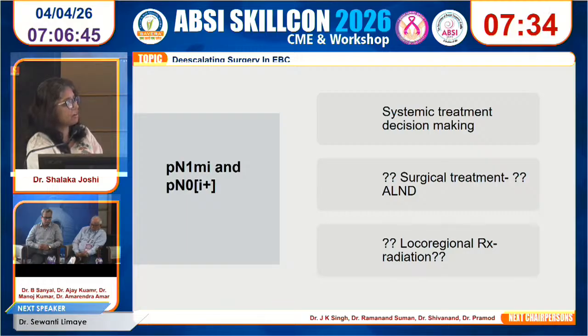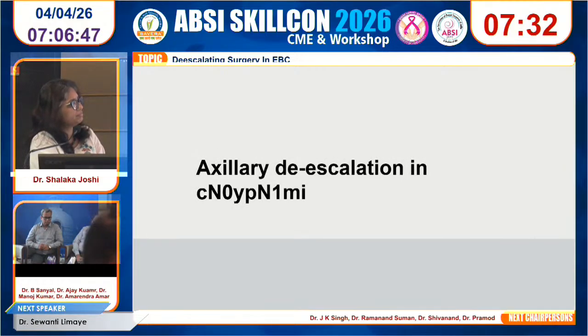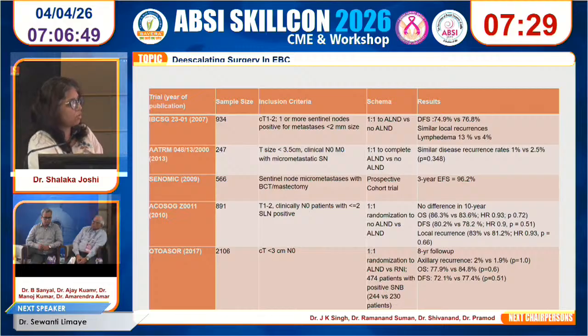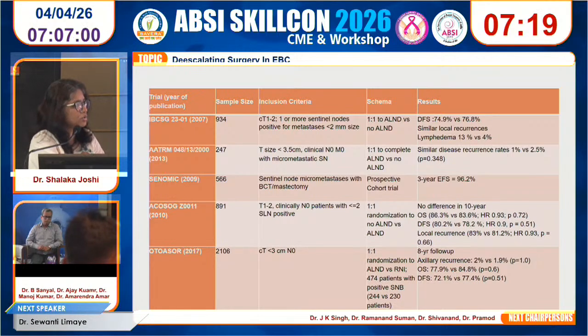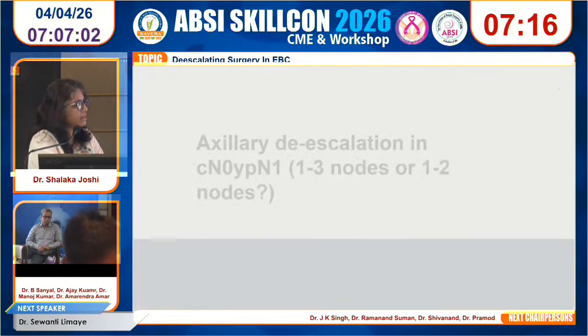How does it affect our surgery? We have a number of trials now, today, as of 2026, which tell us that micrometastatic nodes do not require a completion ALND, nor do they require axillary RT. So we achieved de-escalation in micrometastatic nodes, a result of a number of trials.